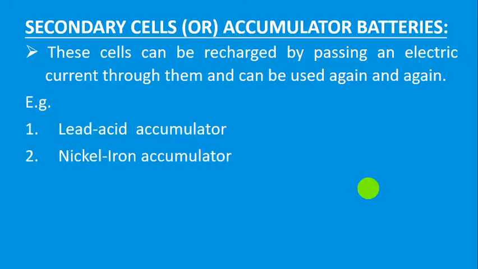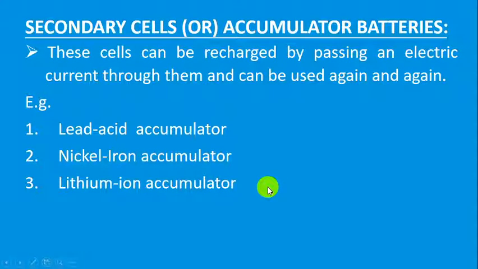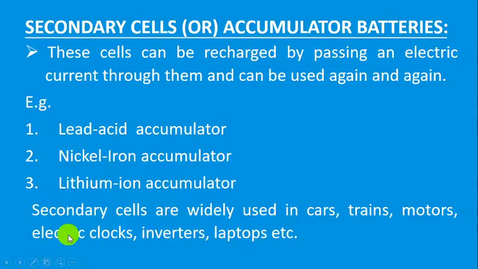Examples of this are the lead acid accumulator, the nickel iron accumulator, and the lithium ion accumulator. Secondary cells are widely used in cars, trains, motors, electric clocks, inverters, laptops, and so on. Basically, any device where you recharge the battery to reuse it makes use of a secondary cell, or accumulator.